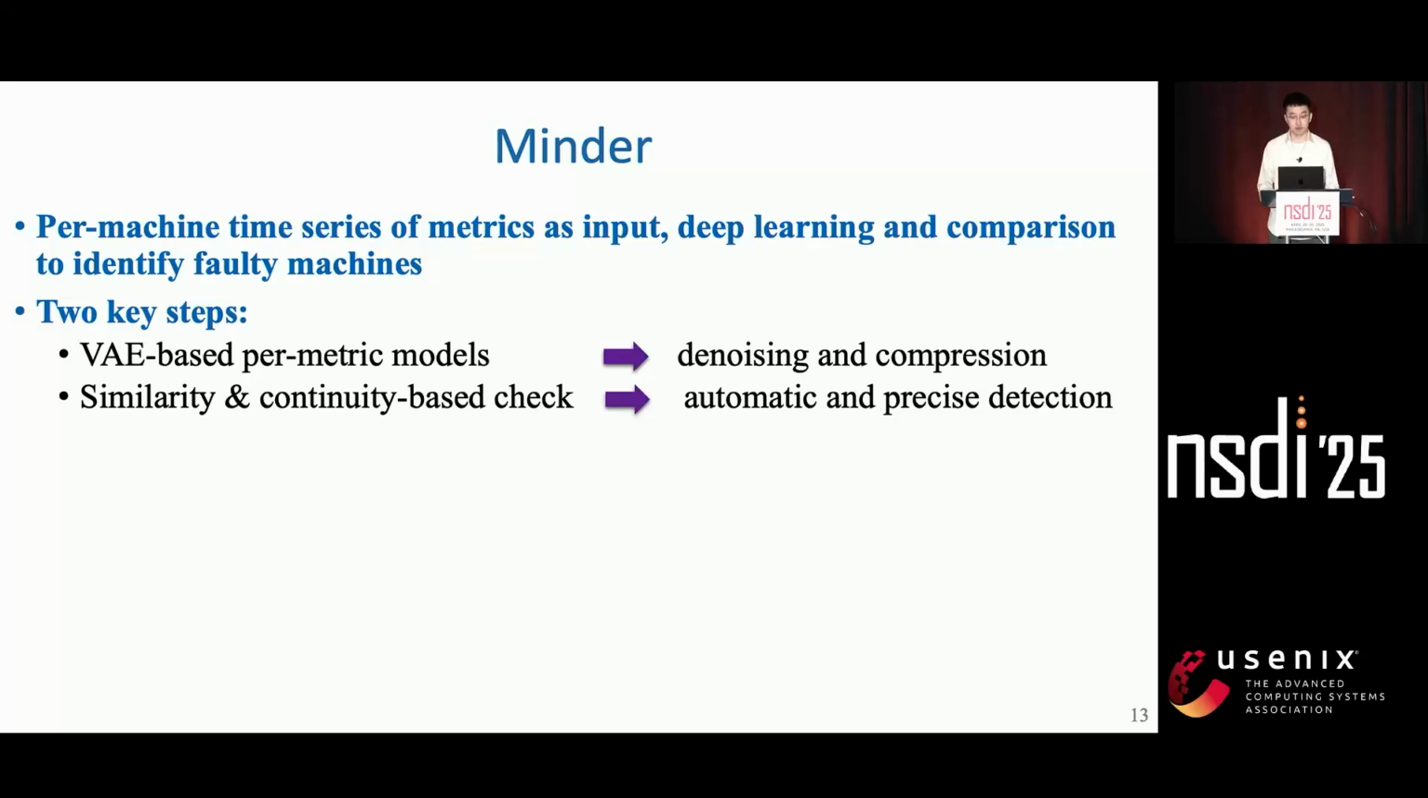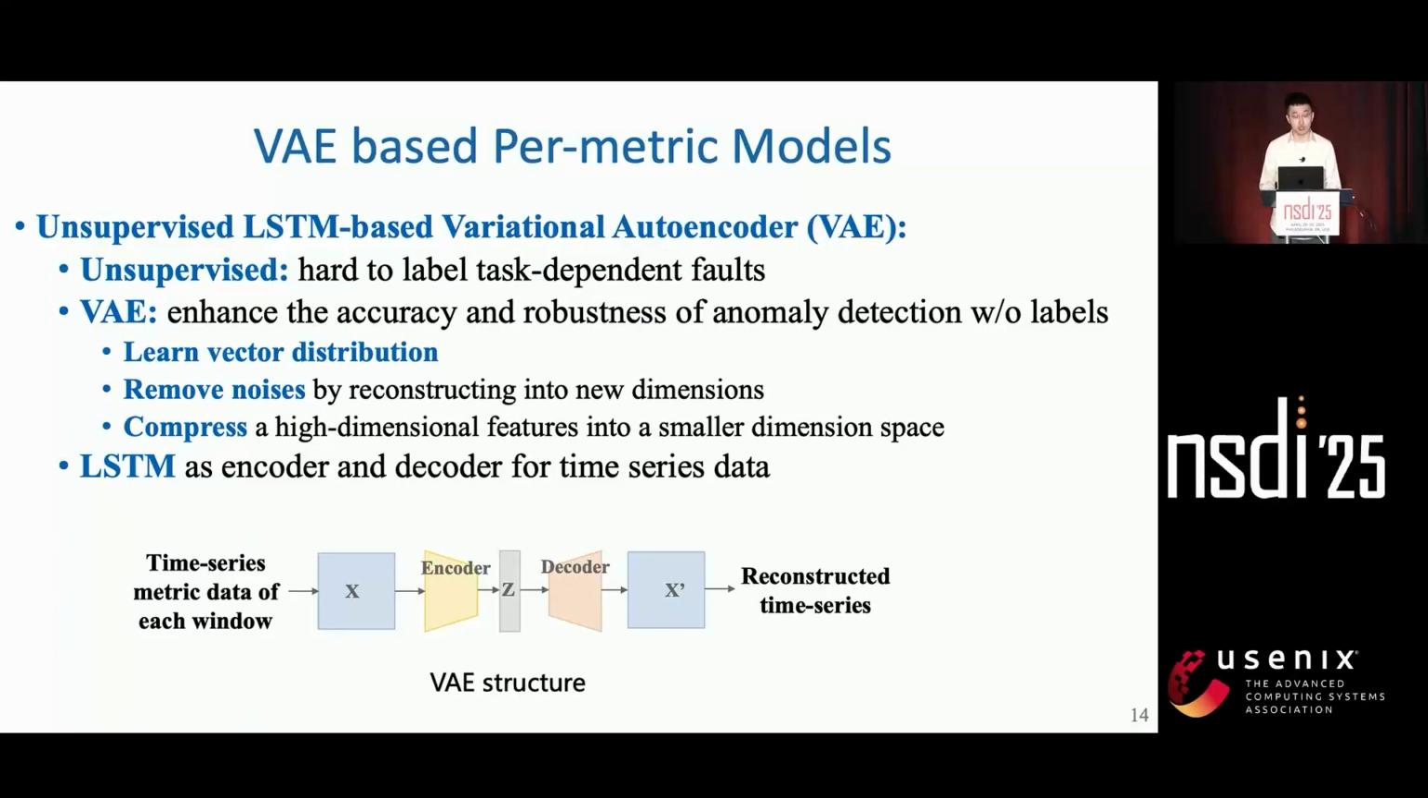The design consists of two key components: constructing a VAE-based parametric model for anomaly detection, and a similarity and continuity-based check to ensure accurate fault identification. To construct a parametric model, because labeling task-dependent faults is actually challenging and may not be practical, we choose to use unsupervised learning here. VAE is widely used for denoising and compressing high-dimensional features with its strong reconstruction capabilities, and it's proved to be an efficient solution in Minder.